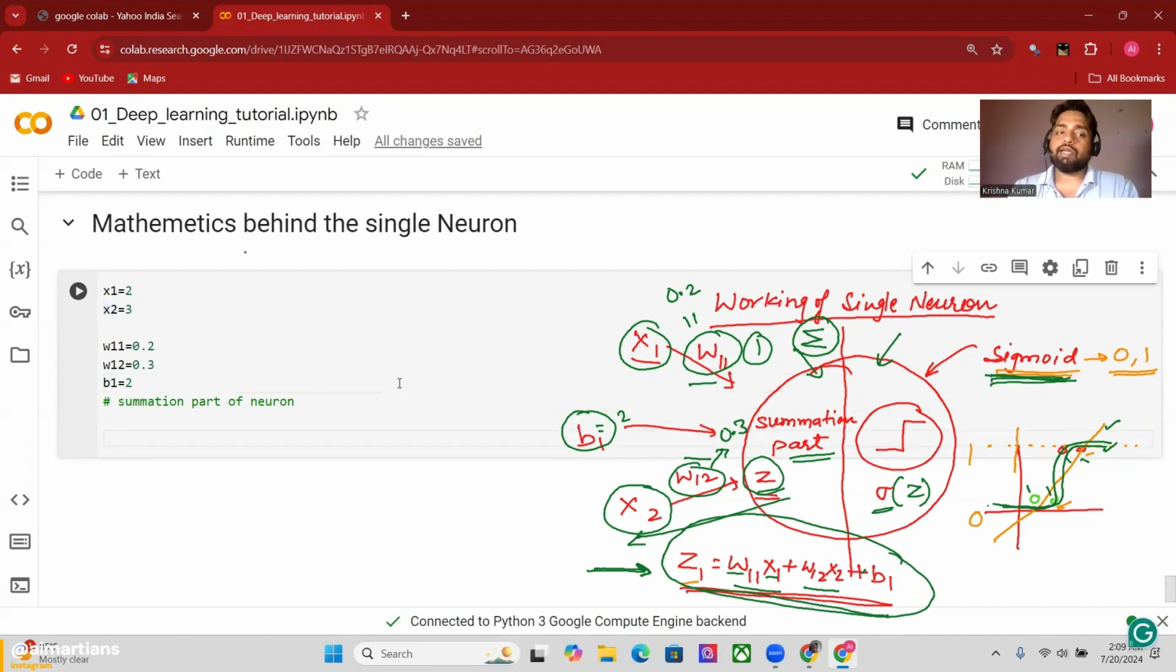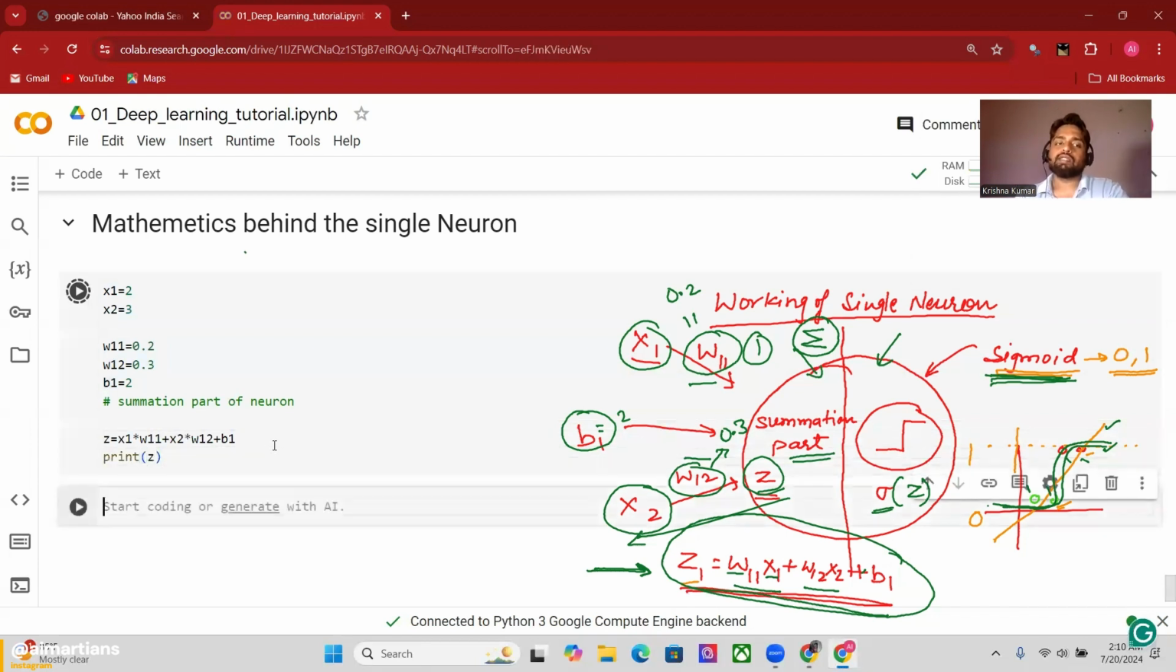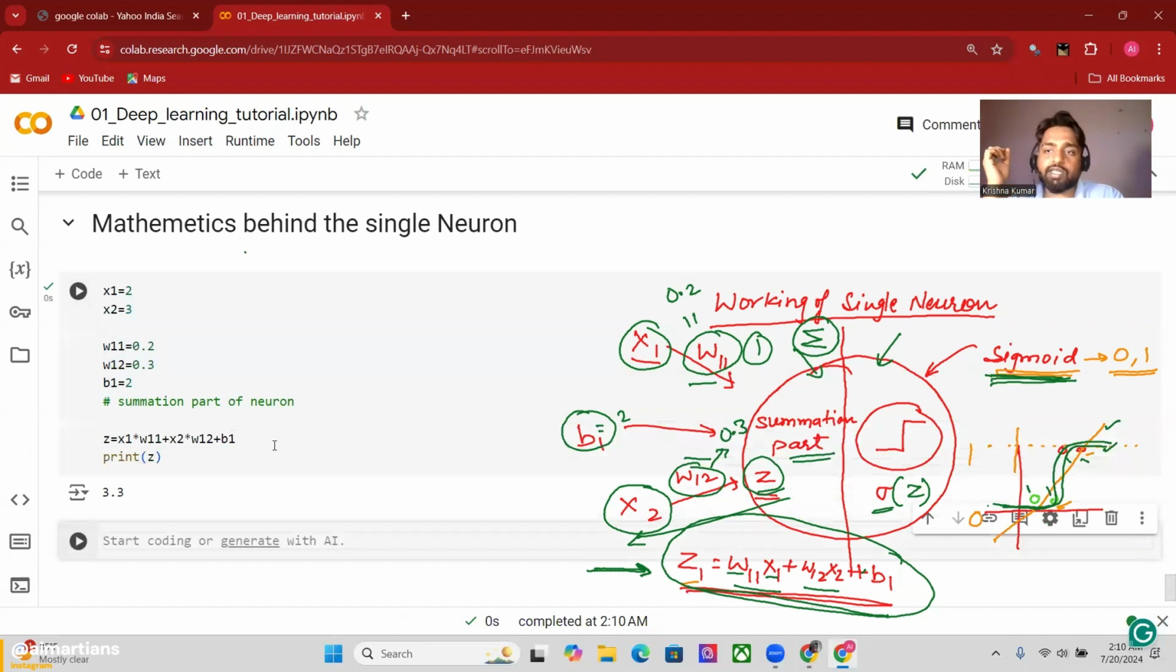Now I have to calculate the summation part. Okay, so what is the summation part formula? X1 multiply to W11 plus x2 multiply to W12 plus B1. Okay, so I already defined all variables initially. All right, so now if I run this, and store it inside a variable, let's say z, and I print it, I will get some calculated value, which is 3.3.